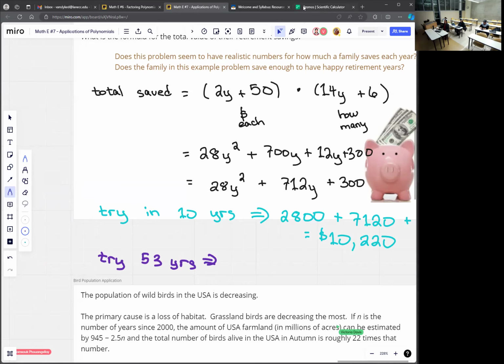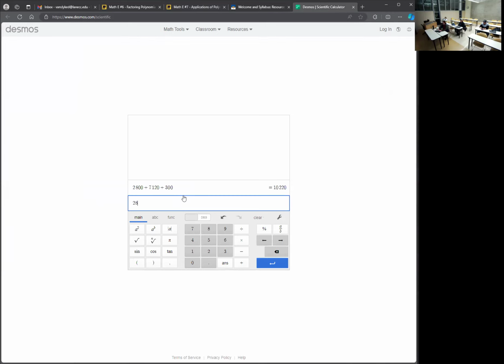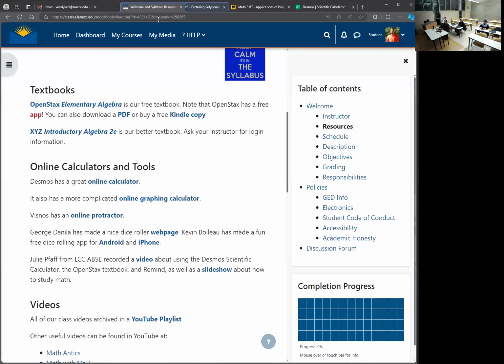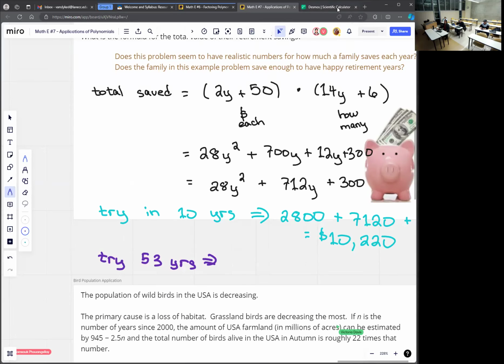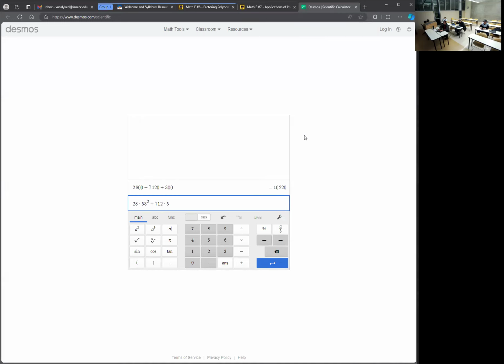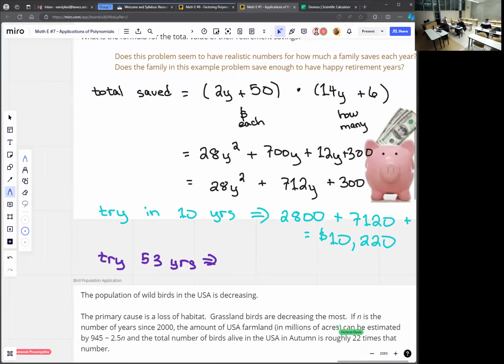Okay, so 28 times 53 squared, 53 squared, plus 712 times a plain 53, plus 300. So 116,688. Even though that's not that much for retirement. What did I say it was? 116,688. Yeah, that sounds like a lot, but especially for a family retiring, that's not really enough.